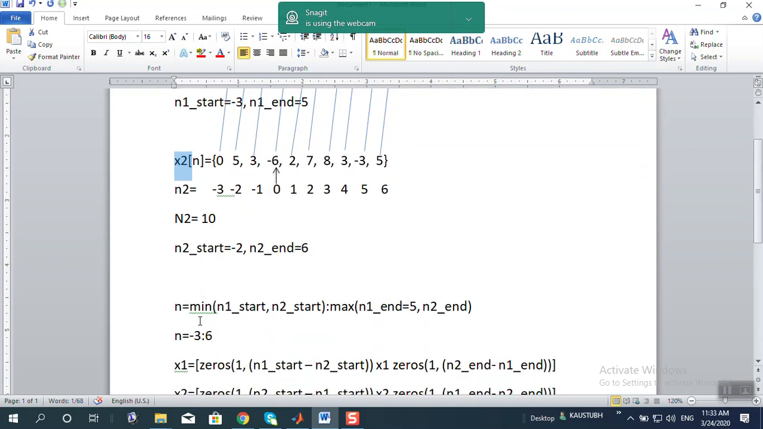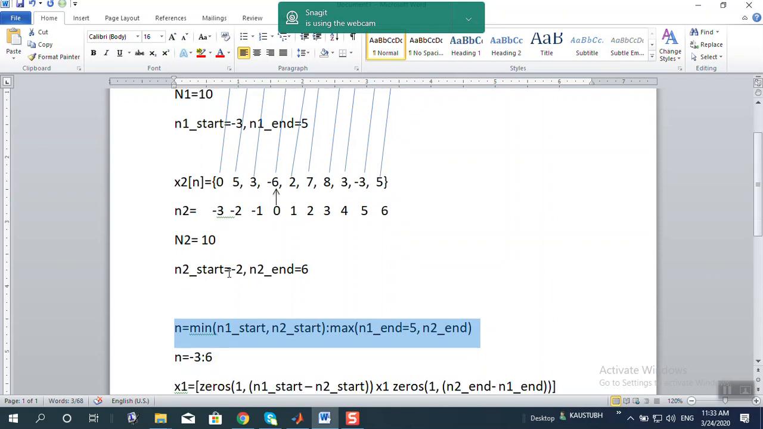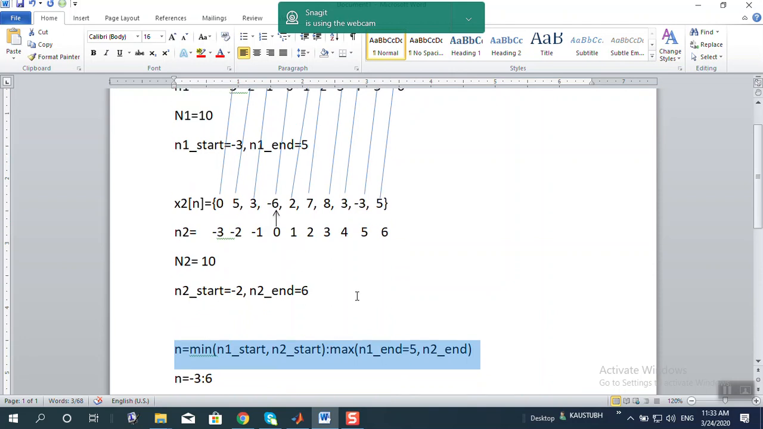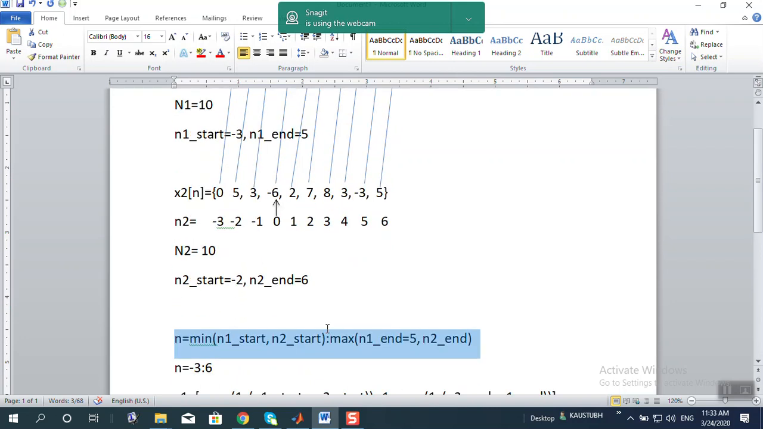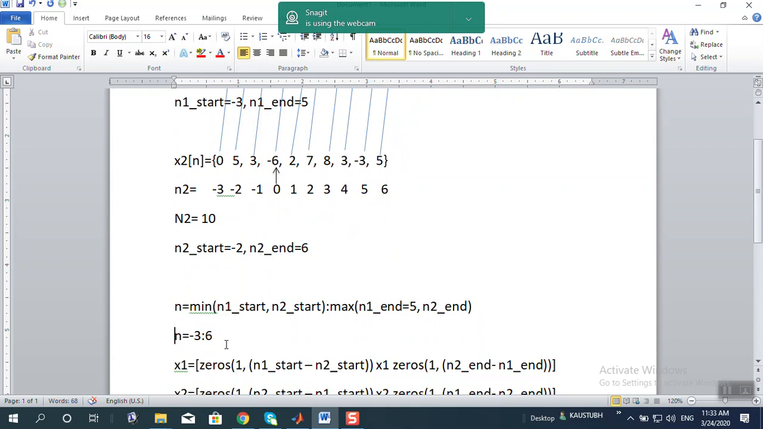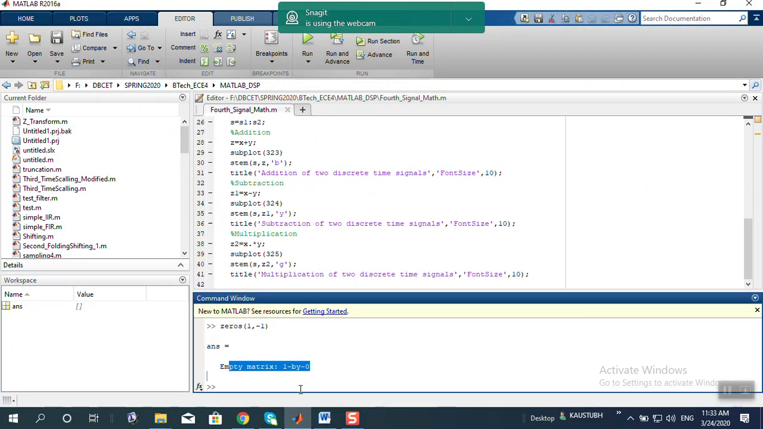So therefore the new time scale will be the minimum of these two, that is n1 start and n2 start, which is minus 3 and minus 2. So the minimum of this is minus 3, and up till the maximum of n1n and n2n, which is 5 and 6, so maximum is 6, so minus 3 to 6. So that's all about this.